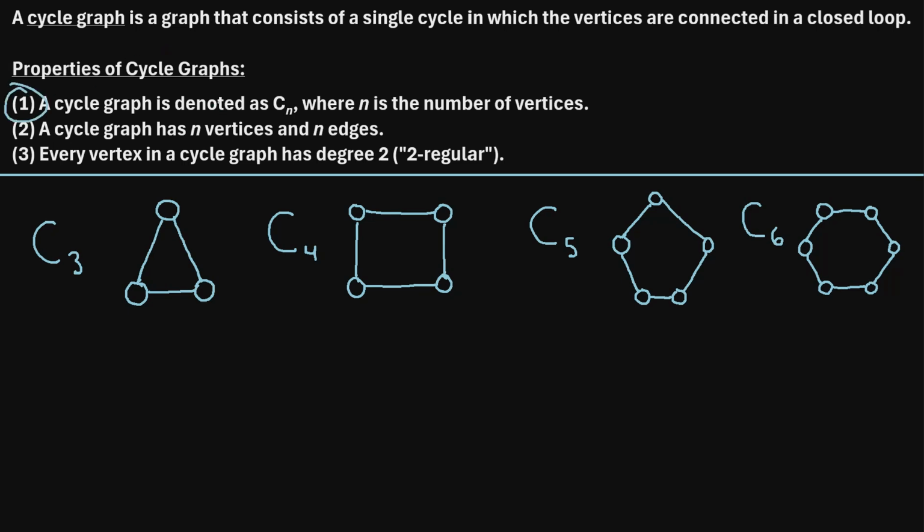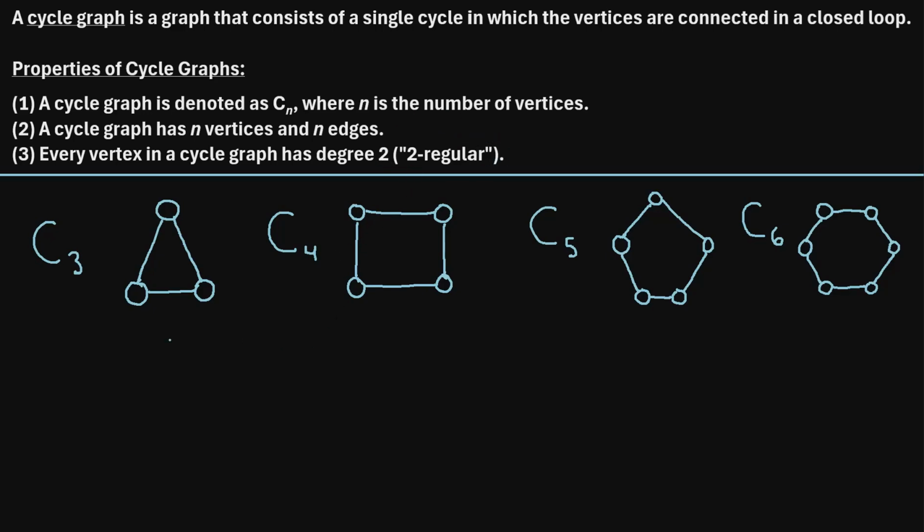The first is that a cycle graph is denoted as C sub n, where n is the number of vertices. The second property is that a cycle graph has n vertices and n edges, so it has the same number of vertices and edges. And the third property is that every vertex in a cycle graph has degree 2. This is known as 2-regular.